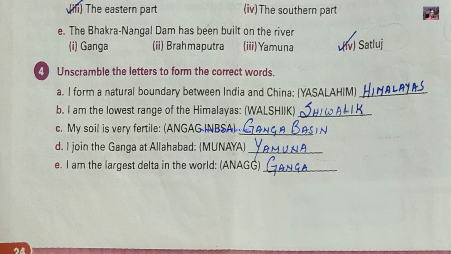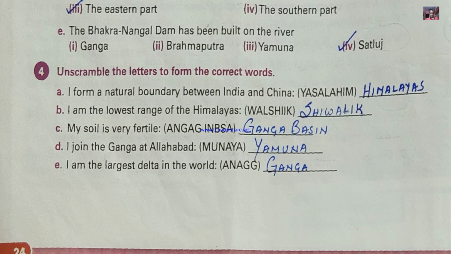Now, let's see the fourth one. We are not going to ask in such a way, but a question can be modified. For example, I form a natural boundary between India and China. The answer is Himalayas. But it could be in the form of MCQ. Who am I? I form a natural boundary between India and China. Then four options will be given. So you should know that the answer is only Himalayas.